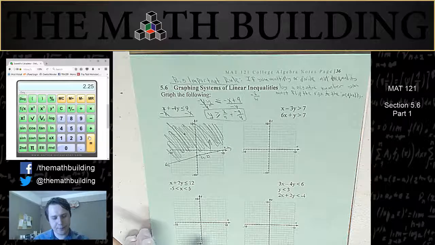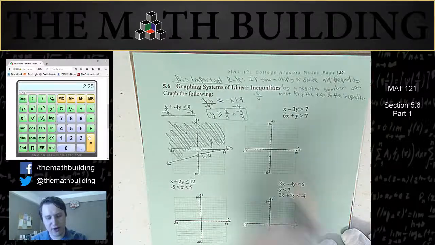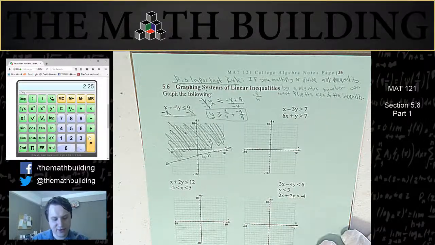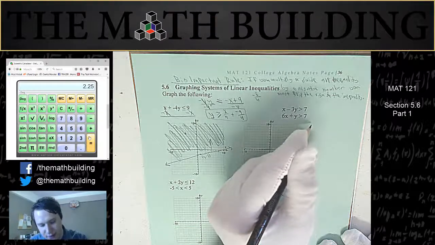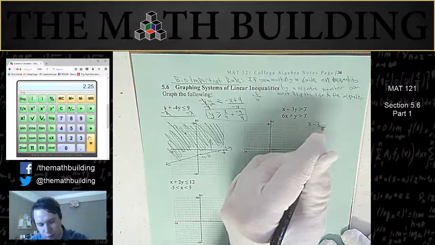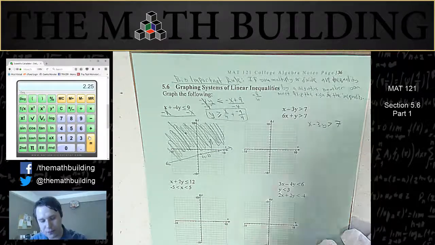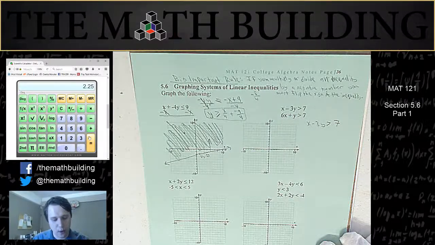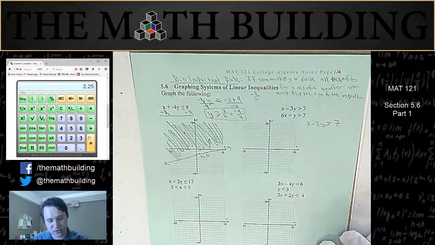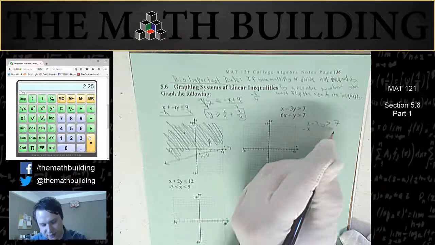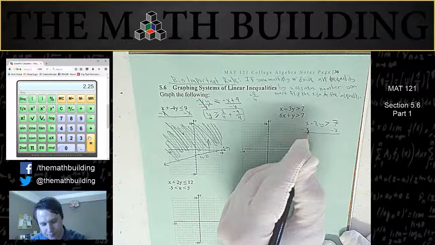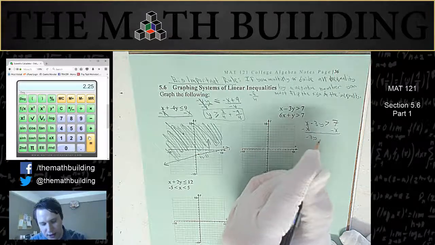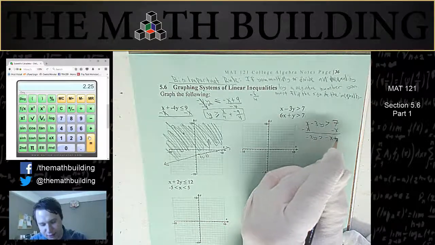Let's do one more. Let's do this system right here. And I see that we have two lines we're going to graph. So let's do the first one. And I'm going to write it here. x minus 3y is greater than 7. Once again, we want to get y by itself. So minus x, negative 3y is greater than negative x plus 7.